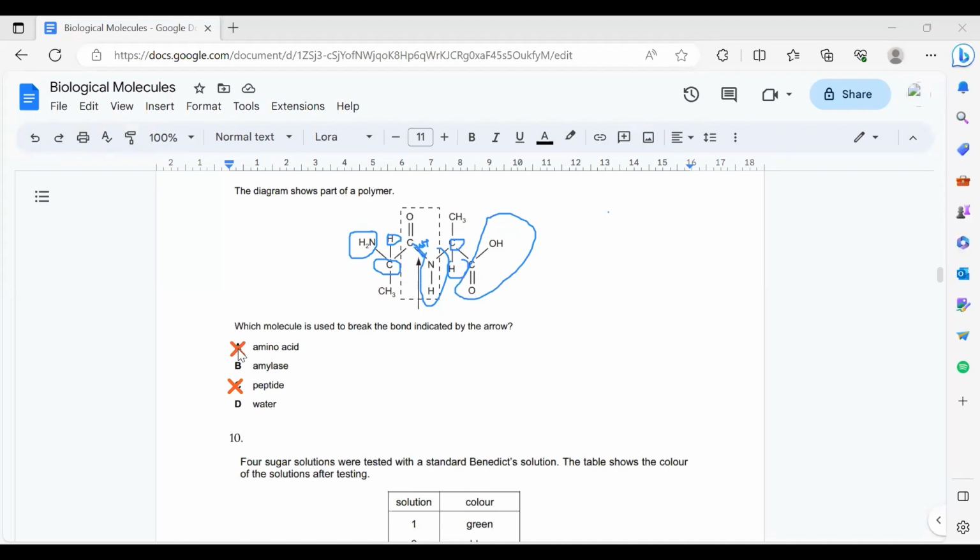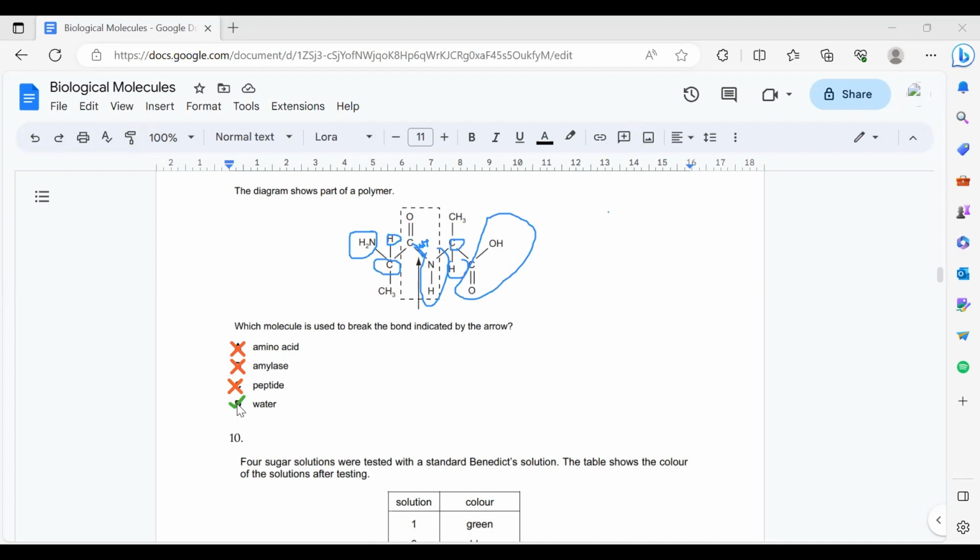It does not break any bond or form any bond. Amylase is an enzyme, so that's also not our answer, and the answer here is water, and I'll also explain why. Because the amino acid, this part of a polymer, shows a peptide bond. It is formed by a condensation reaction which releases water, and to reverse that reaction we require water.